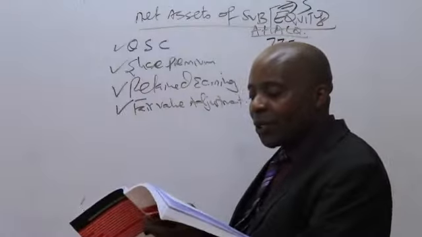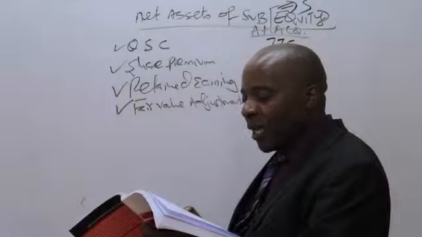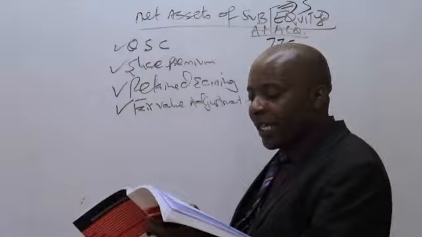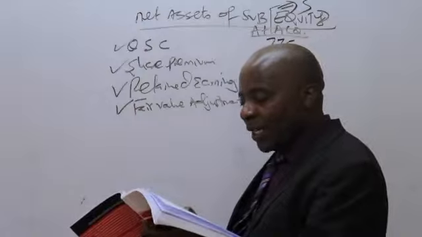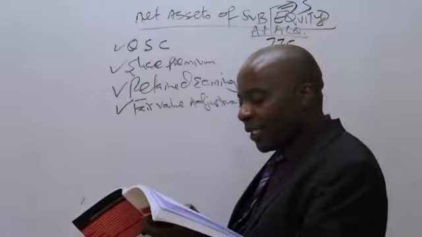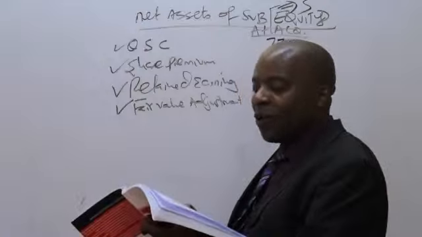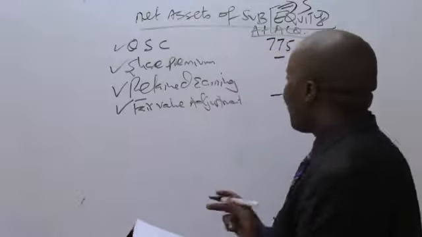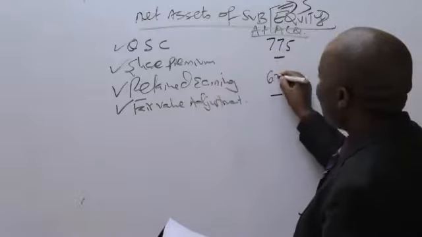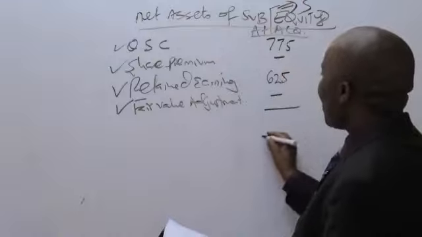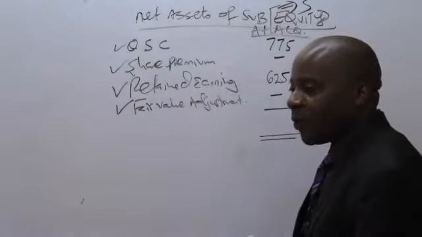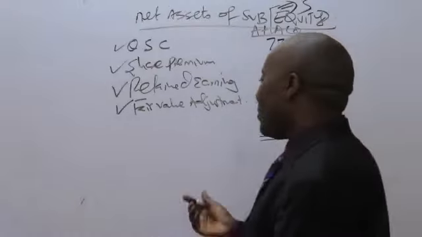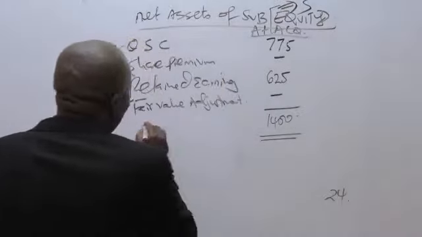Kuna mahali wamekuambia kwa additional information that S Limited's net assets had a fair value of shillings 1400 as at 1st April 2016, represented by equity share capital of 775 and retained earnings of 625. So hebu niongeze hizi mbili zinakuja ngapi? 1400. Great. So unakuja na muandikia hapa goodwill on acquisition.